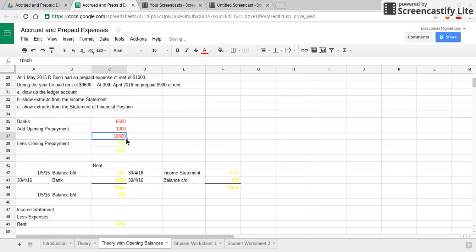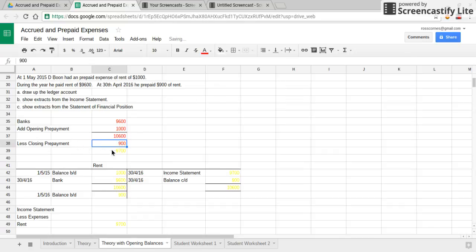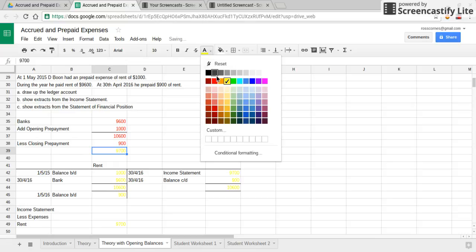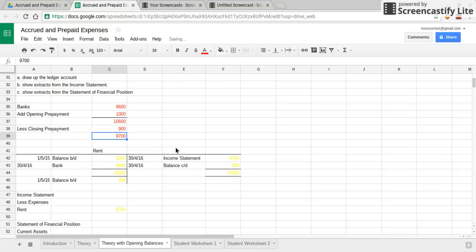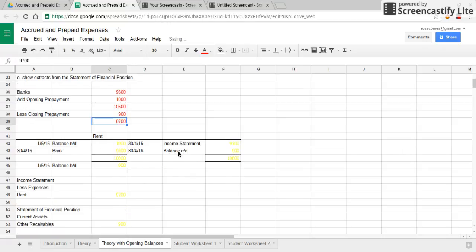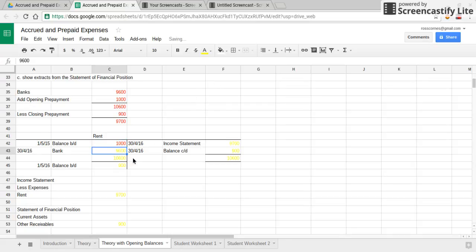So at the moment it looks like our expense is at $10,600, but then we've got some rent paid this year which will be included in that $9,600 that actually belongs to next year, so that's going to reduce the amount of expense. So the expense that we should see is $9,700. And looking at putting that into the ledger account, well, we're starting off with an asset. The business has prepaid some rent, it's part of this year's expense, but it's an asset at the start of the year. So that goes on the debit side because it's an asset.